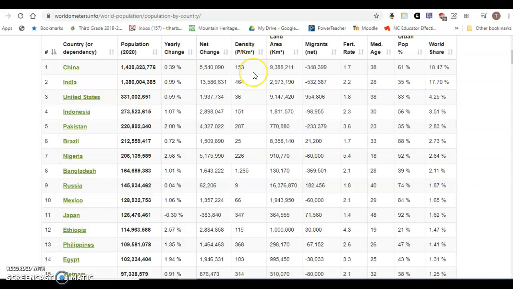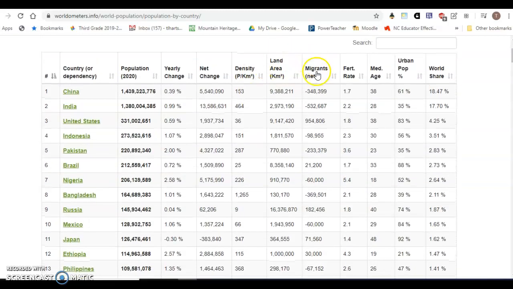Let's take a look at the migration data. This column right here shows net migration. Anything that has a negative in front of it would be net emigration with an E, which means movement of people out of a country. And anywhere that you see a positive number would be net immigration, the number of people moving into a country. Of the top 10 countries based on population size, only 3 countries are experiencing net immigration. Which 3 countries are experiencing net immigration?